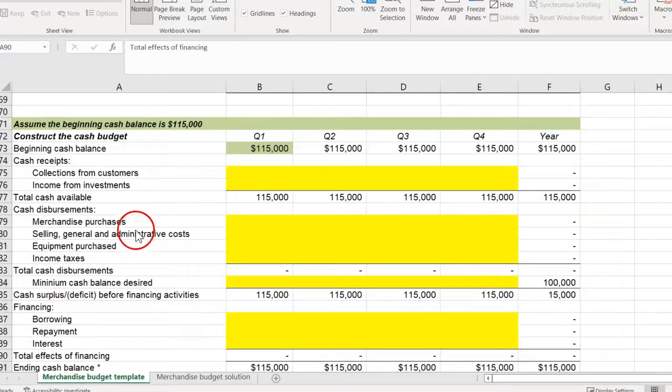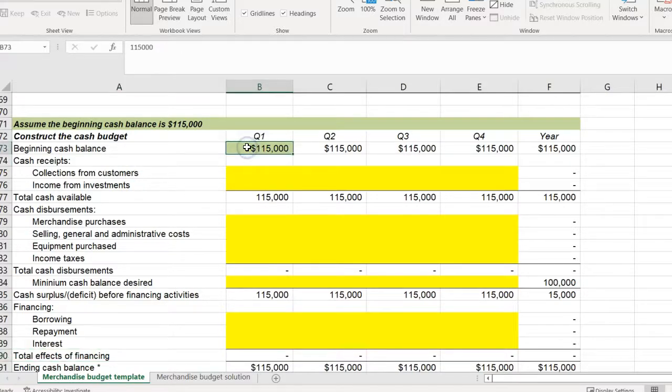So let's look at the last part of our series, which is preparing the cash budget itself. And remember, we've got an income budget and a cash budget. The cash budget is concerned with cash actually coming in and out of the company and our bank balance, whereas the income budget is concerned with income and expense items, and those aren't always necessarily the same.